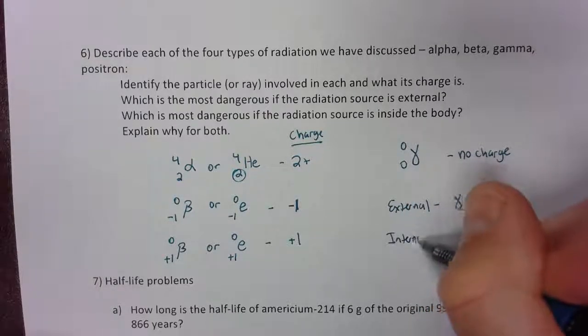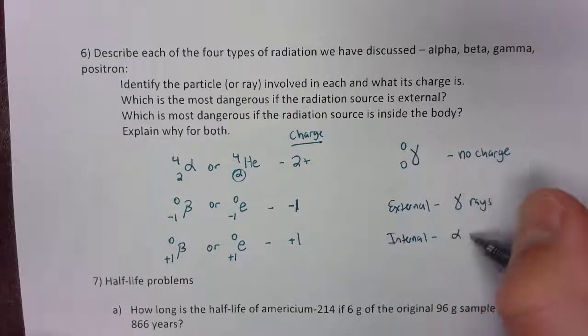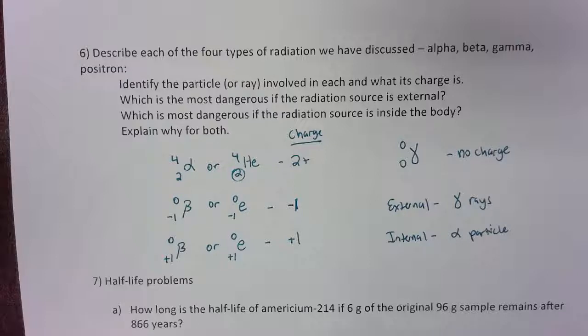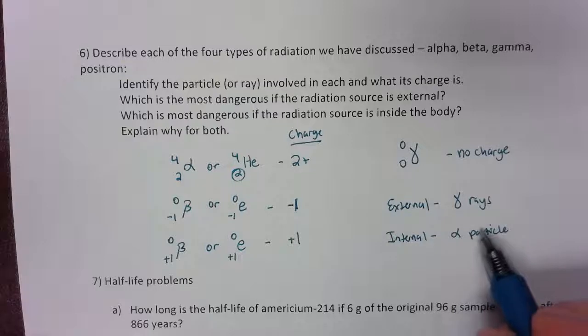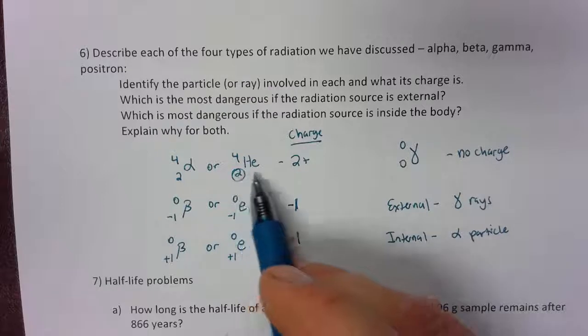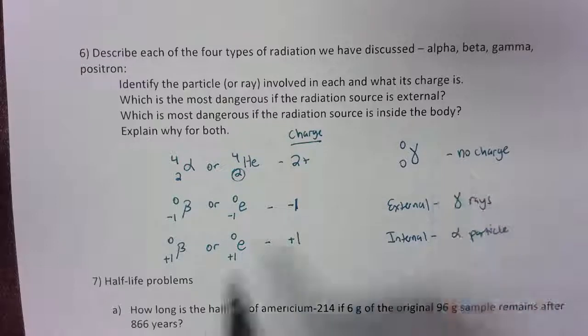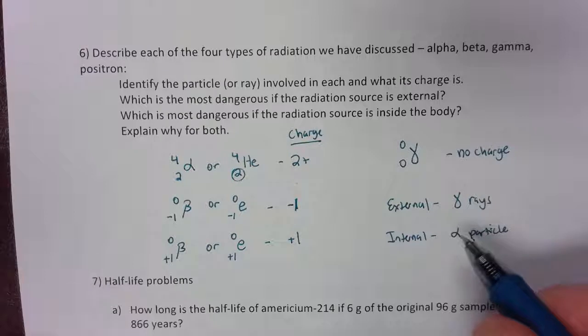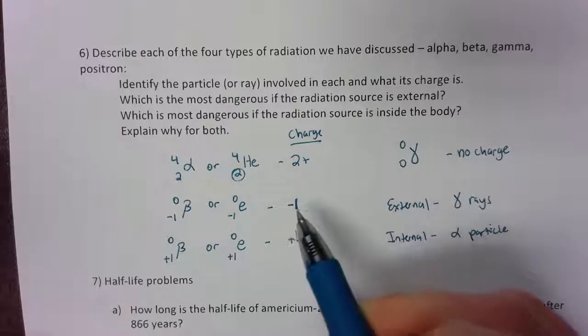For internal, alpha particles are the most dangerous. The reason being that once they're inside of you, they don't need to get through your body at that point. They're already inside your body and can cause a tremendous amount of damage because they're so large. The size of this and the momentum that it carries is much, much larger than either beta or gamma. So it's like a freight train slamming into your cells. Okay.